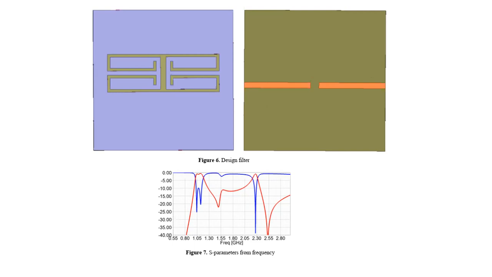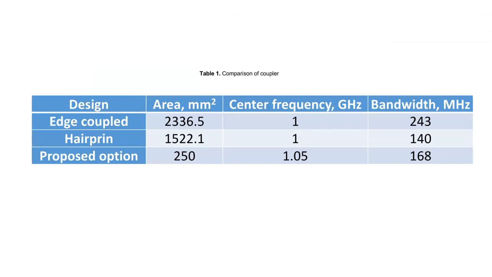Figure 6 shows the resulting filter based on the proposed resonators. The developed design has small dimensions and demonstrated good frequency selective properties. The filter characteristics are shown in figure 7. According to the data in table 1, we see that at the same center frequency, the proposed filter is much smaller in size. This suggests that for mobile wearable devices, we can get a compact and lightweight filter. The bandwidth will be determined by the system in which it will be used.